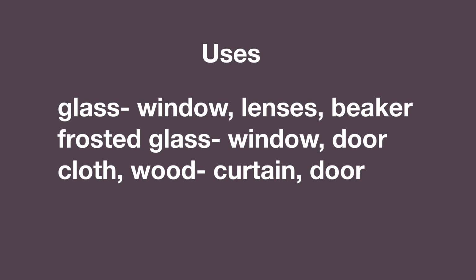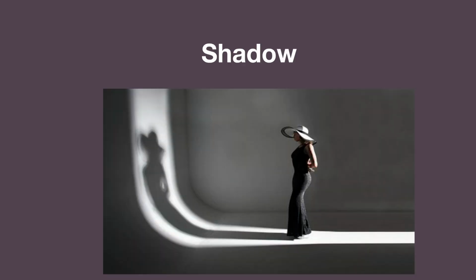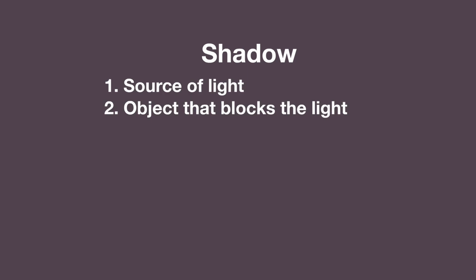If you place an opaque object in the path of light, a dark shape of the object is formed on the opposite side of light, and this is called a shadow. Thus, a clear shadow forms when there is: 1, a source of light; 2, an object that blocks the light coming from the source; and 3, a wall or a screen on the opposite side of the light source.